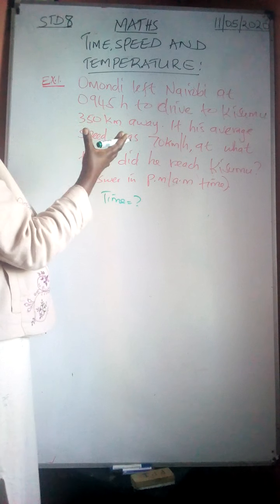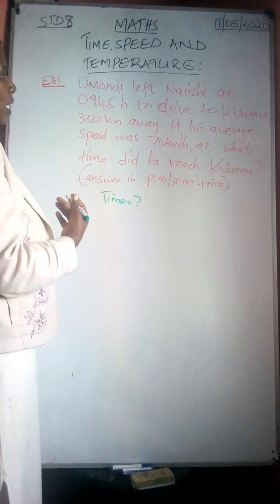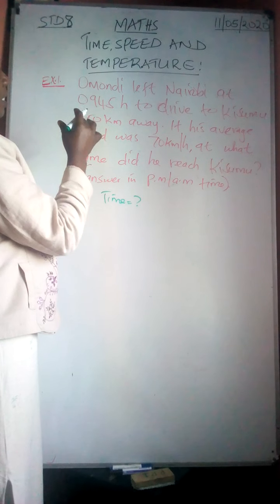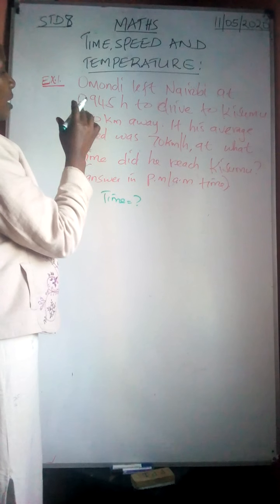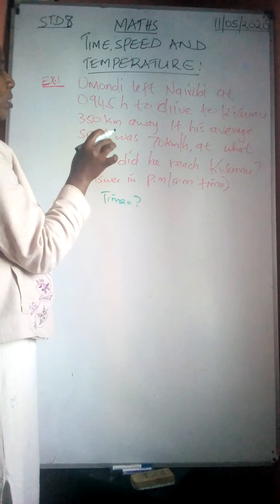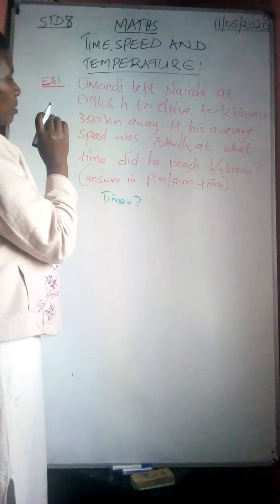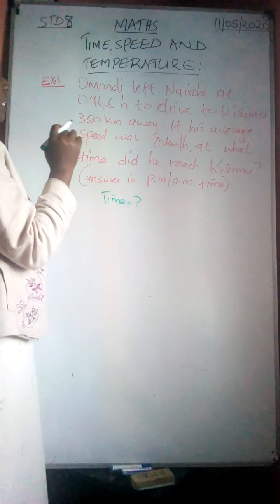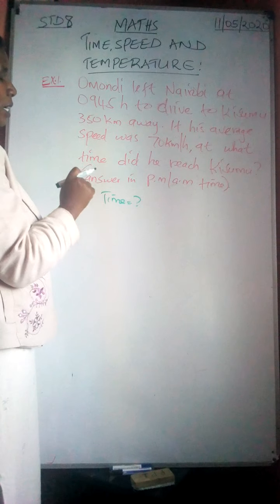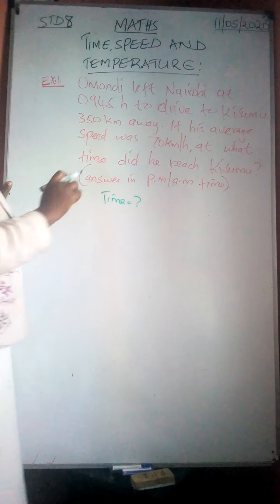But remember what we have learned about these sums. Break them into a language that you can understand. The first sentence already gives us the time he left as a starting point. That is the departure time from Nairobi, 9:45 hours, in the 24-hour clock system. He was driving to Kisumu, covering a distance of 350 kilometers at a speed of 70 kilometers per hour. So we are required to find the time he is going to reach Kisumu.